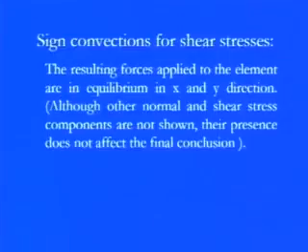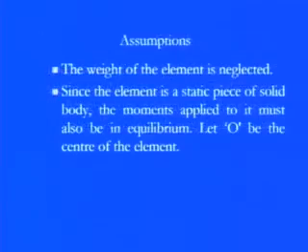So the sign convention gives you the resulting force applied on any element in equilibrium, in the x or y direction. It tells you whether the shear stress or the complementary shear stress is applying in the positive direction or not. Although the normal and shear stress components are not all shown in the present part, you can simply conclude that if the resistive forces are not applying on the other part, then we cannot maintain the object in equilibrium. So the sign convention is very, very important.